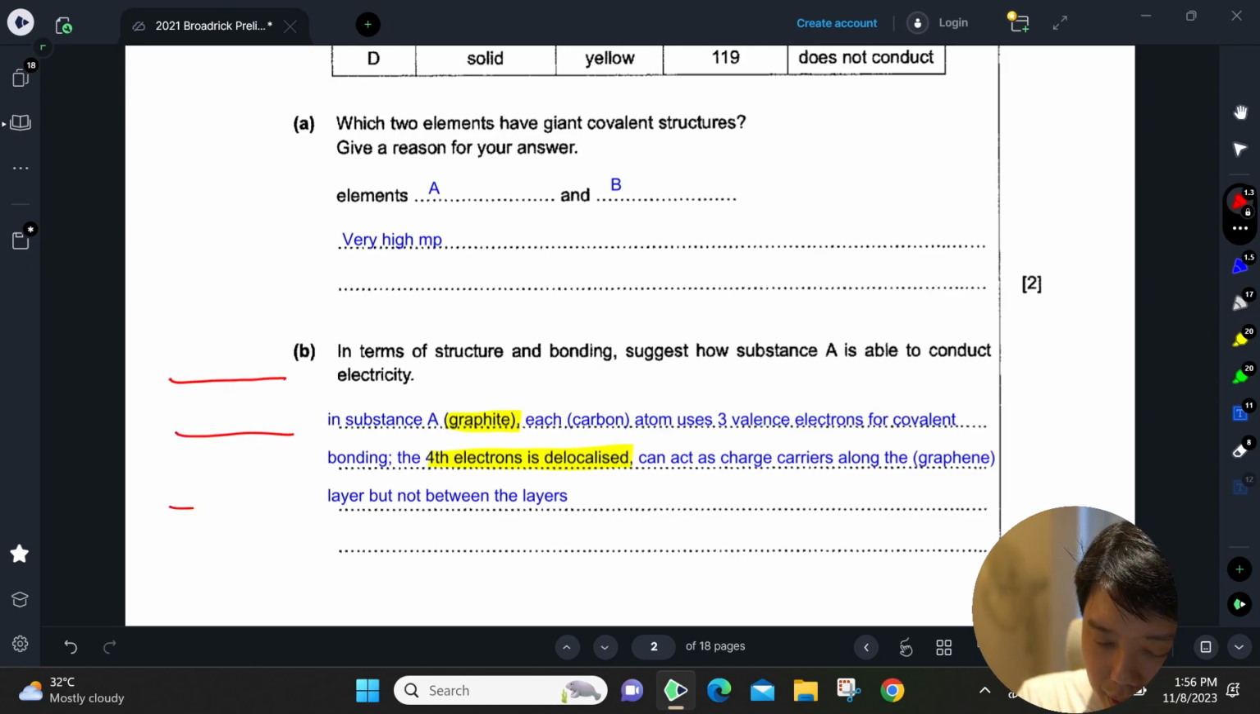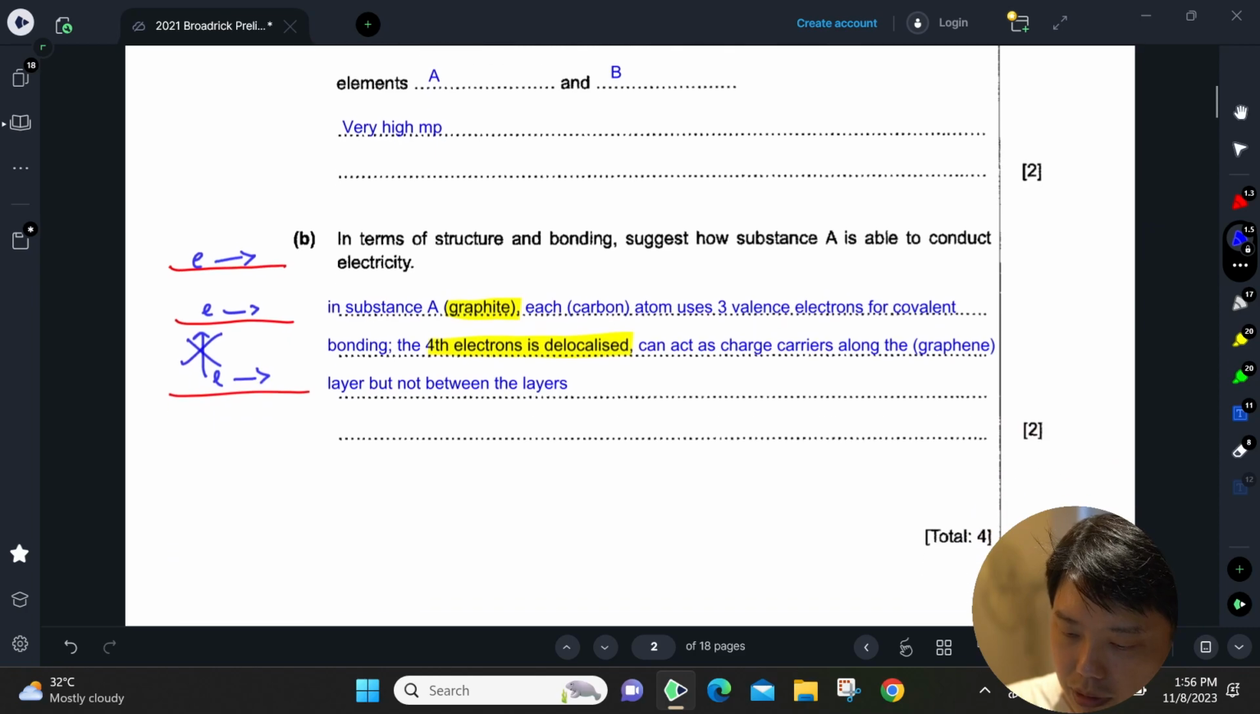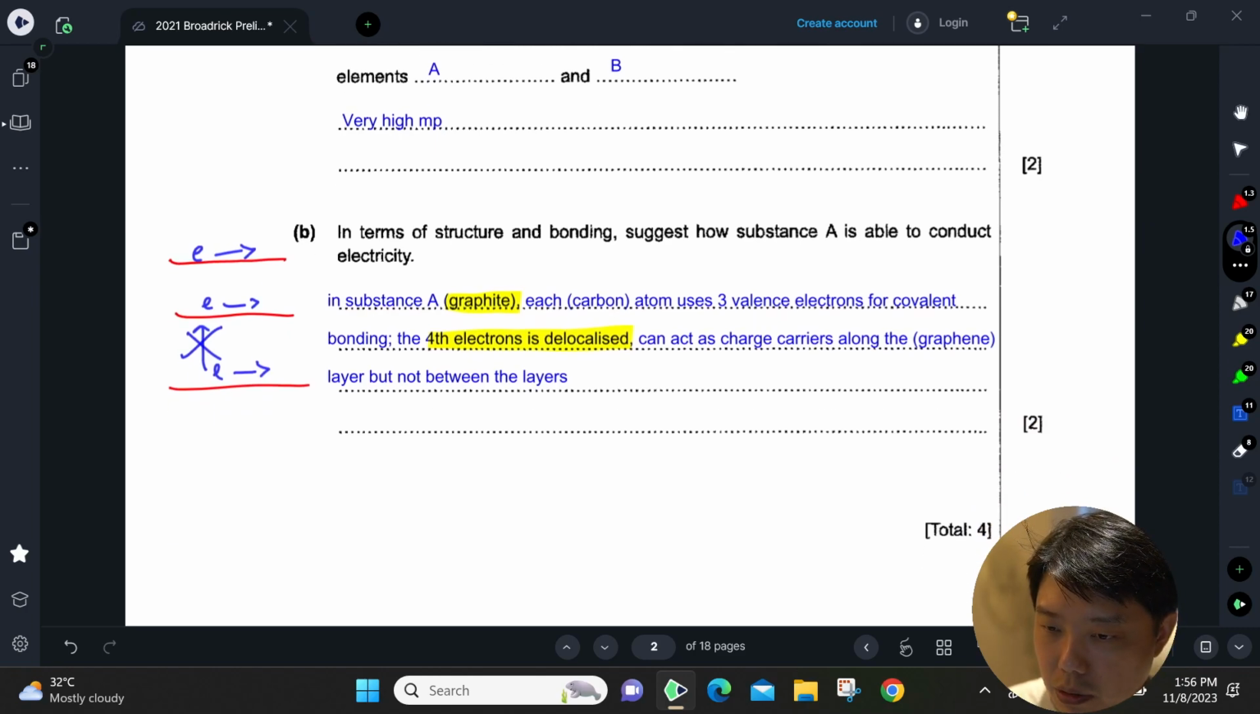You have layers and layers and layers of hexagonal carbon rings, and your electrons are flowing along the layers. The electrons cannot go to the next layer. It doesn't work that way. All right, so this is a fairly short question. That's all for question 2.